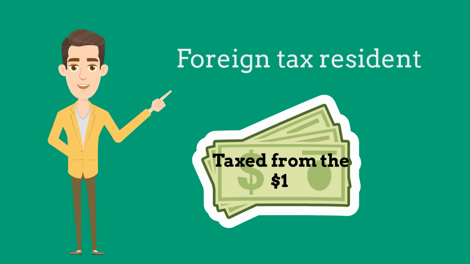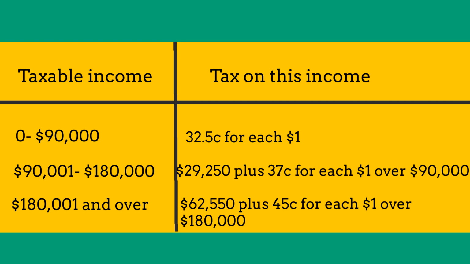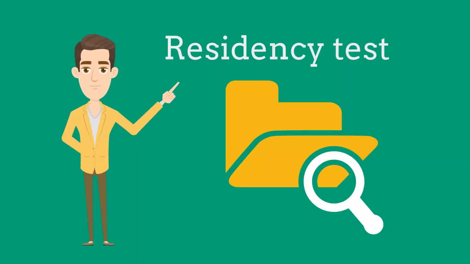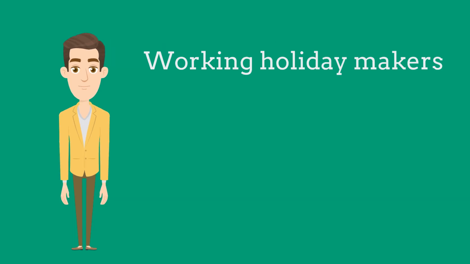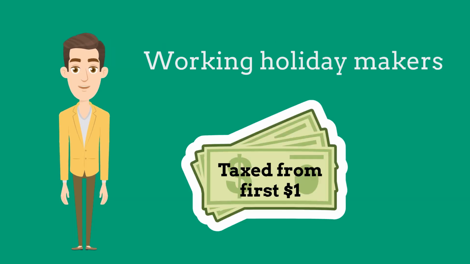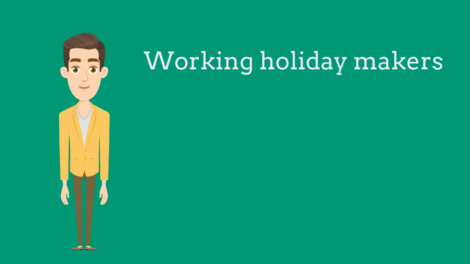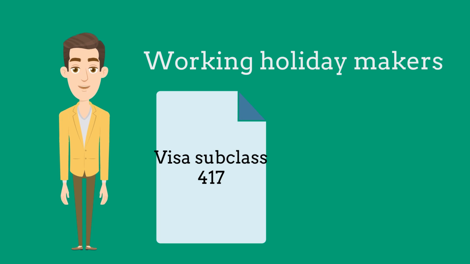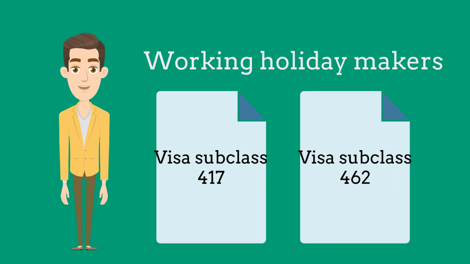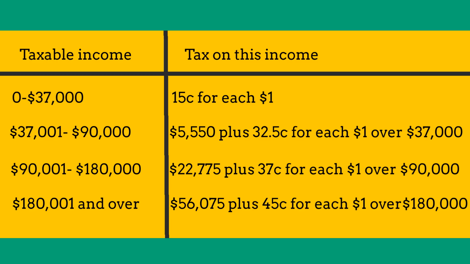However, foreign residents will be taxed from the first dollar they earn according to the table. For a residency test, please refer to the video in our library. Working holiday makers will be taxed from the first dollar they earn. You will be considered a working holiday maker if you are holding visa subclass 417 working holiday or 462 work and holiday visa. This is the tax table for working holiday makers.